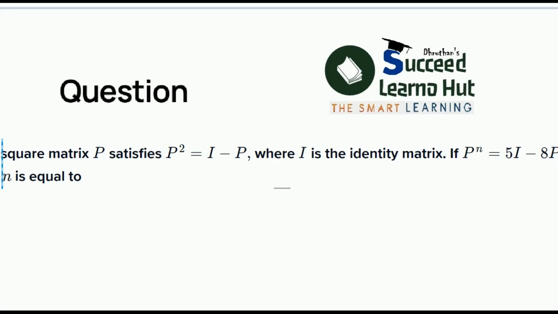Here we have another question. Square matrix P satisfy the equation P square is equal to I minus P, where I is the identity matrix. If P to the power of n is equal to 5I minus 8P, then n is equal to. This is another question similar to the first question. For all these type of question where the exponential function comes into the play, we should follow the same way as question 1. Come, let's have a look at the solution of this.